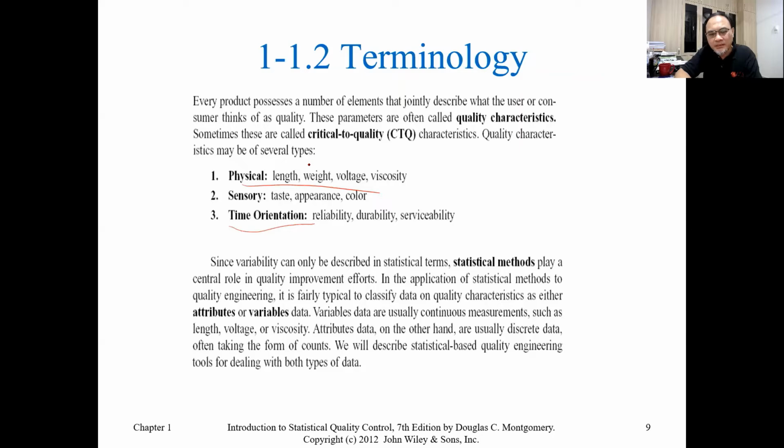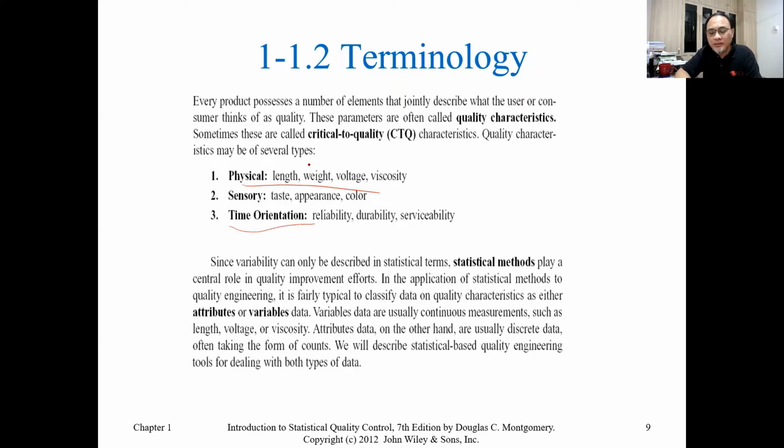you can use to measure reliability. Since variability can only be measured or described in statistical terms, statistical methods are important for quality improvement. That's why I always emphasize that if you want to improve quality, you must look at it from a statistical perspective.